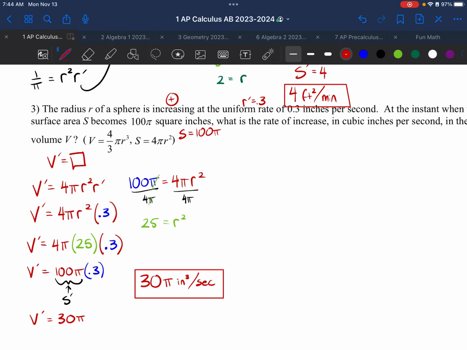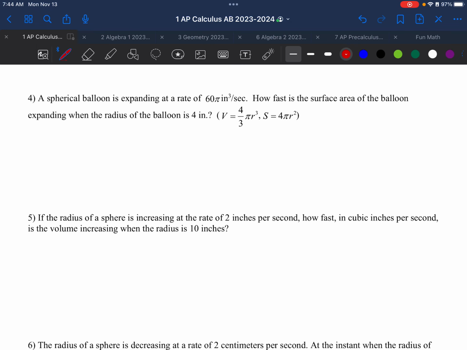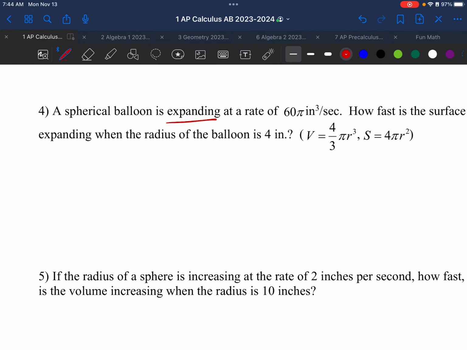Excellent. All right, number 4. A spherical balloon is expanding at a rate of 60 pi inches cubed per second. Okay, so first of all, expanding is this word that is a positive. Deflating would be the negative word. And because it is inches cubed, we can clearly tell that this is volume. So volume prime is going to be equal to 60 pi, a positive 60 pi, might I add.